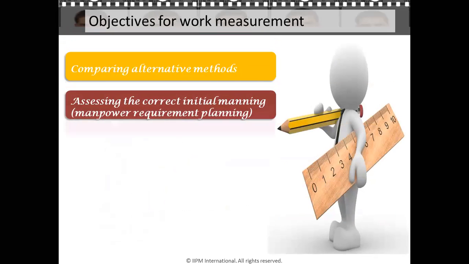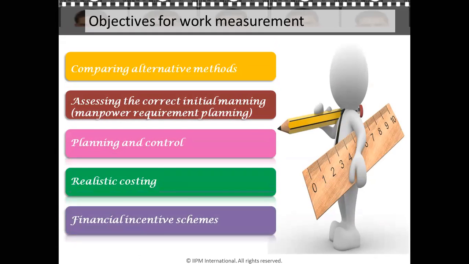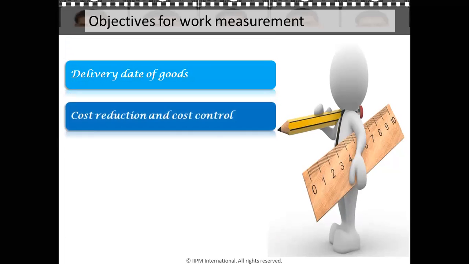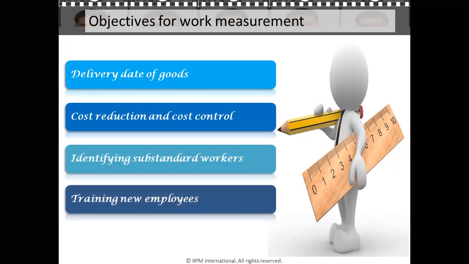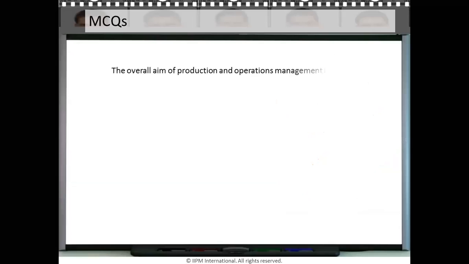Objectives of work measurement: comparing alternative methods, assessing the correct initial manning or manpower requirement planning, then plan and control realistic costing, financial incentive schemes. They will have delivery date of goods, cost reduction and cost control, identifying substandard workers, and then training new employees.